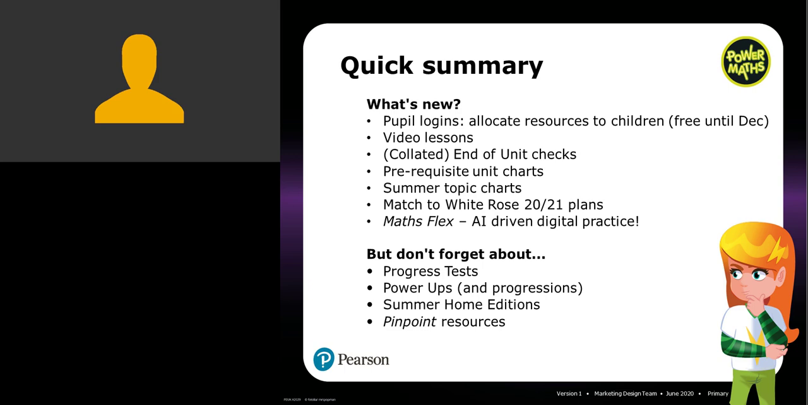To begin with, children will be able to log in to the Active Learn platform in September and see resources that you have allocated to them as the teacher. I should point out that this is something that ordinarily would be available as an extra purchase, and we've decided as part of our COVID support to make it free to teachers this term. So it will be free for the autumn term, until December.